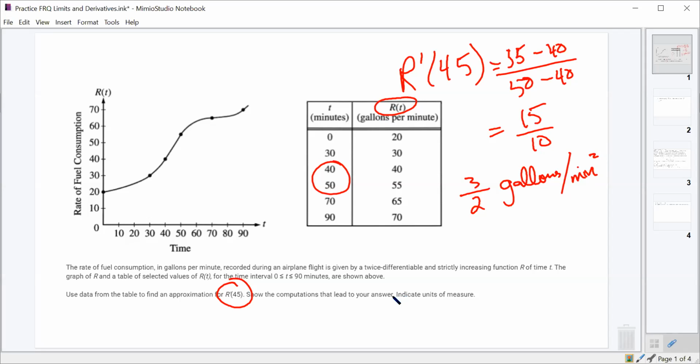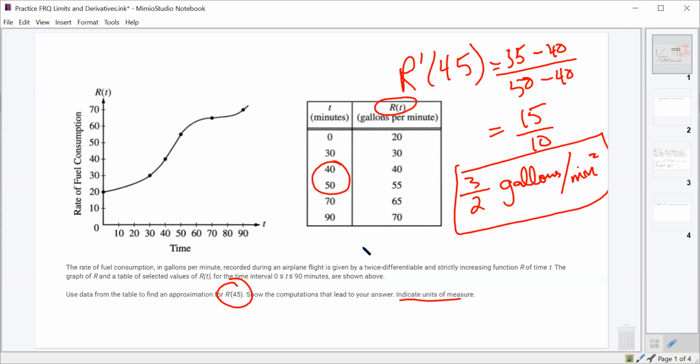Note that it says down here indicate units of measure, so make sure that you do that when you get to the AP test in a long time from now. If it tells you to indicate units of measure, there is specifically a point associated with having the right units for that problem. So don't forget to put the units. You should always put the units, even if it doesn't say to indicate them, but you can be guaranteed there's a point associated with it if it says indicate units of measure.